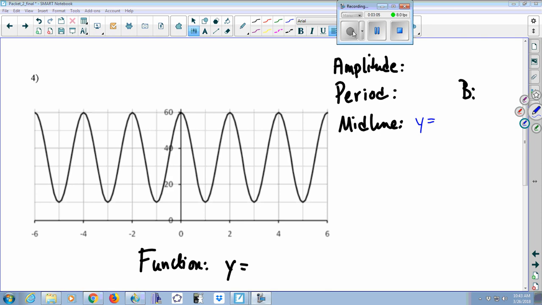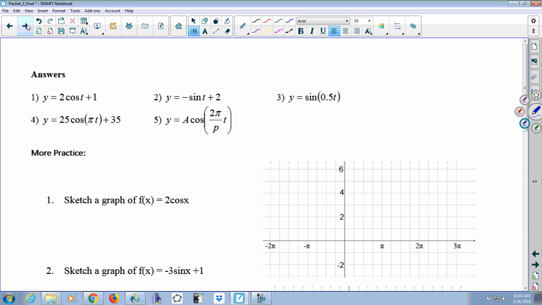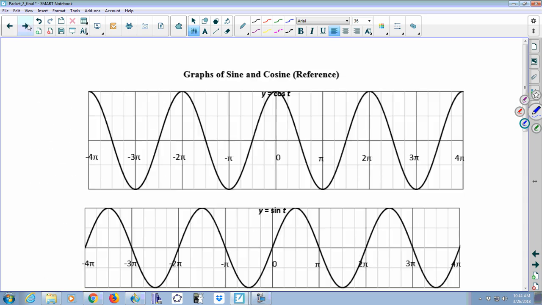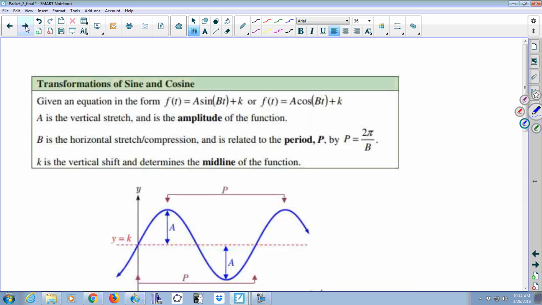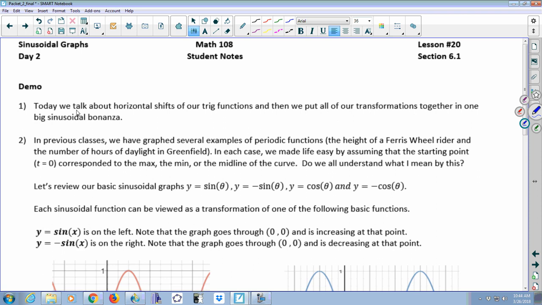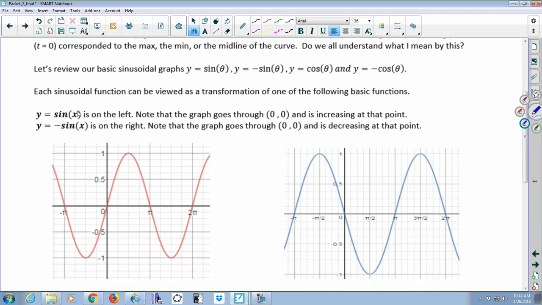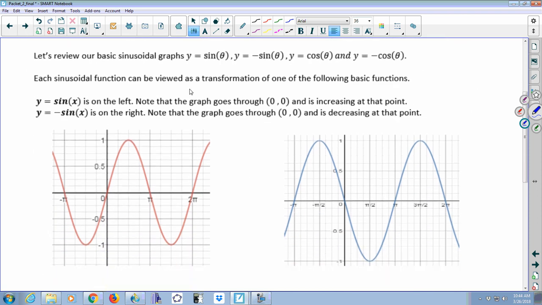Again, I first try to identify which of my four basic functions do I have, which is what we have right here at the beginning of our lesson today. If I can get there. Right here. Here's the beginning of our lesson today. So you've got these four basic sinusoidal graphs.